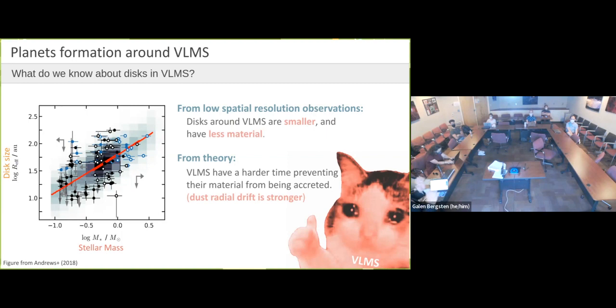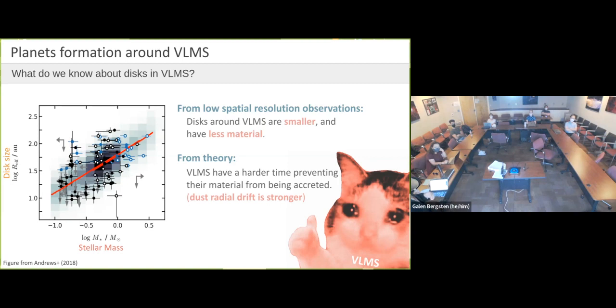So first of all, you need to know that disks around very low mass stars are much more compact and much less massive compared to their counterparts in moderate or higher mass stars. Meaning that from the observations, we already know that these disks have less material to form planets. From the theory, on the other hand, we also know that these disks have a much tougher time keeping the material in the disk and not accreting it to the star. And that's because the dust radial drift is much stronger in them compared to moderate mass stars.